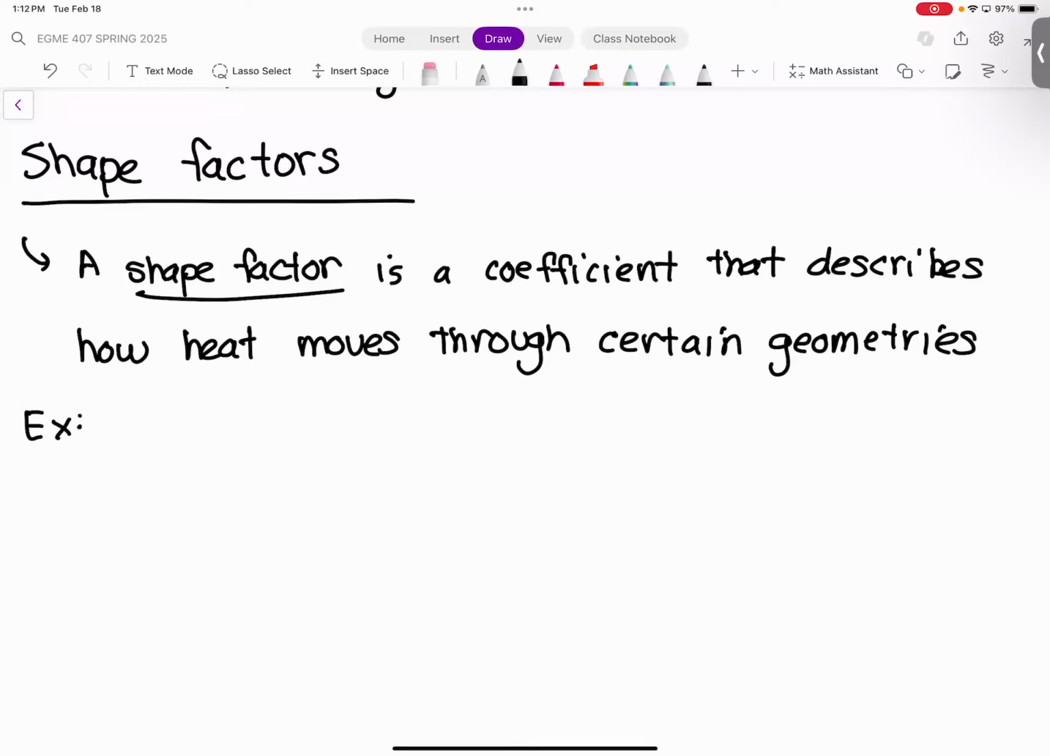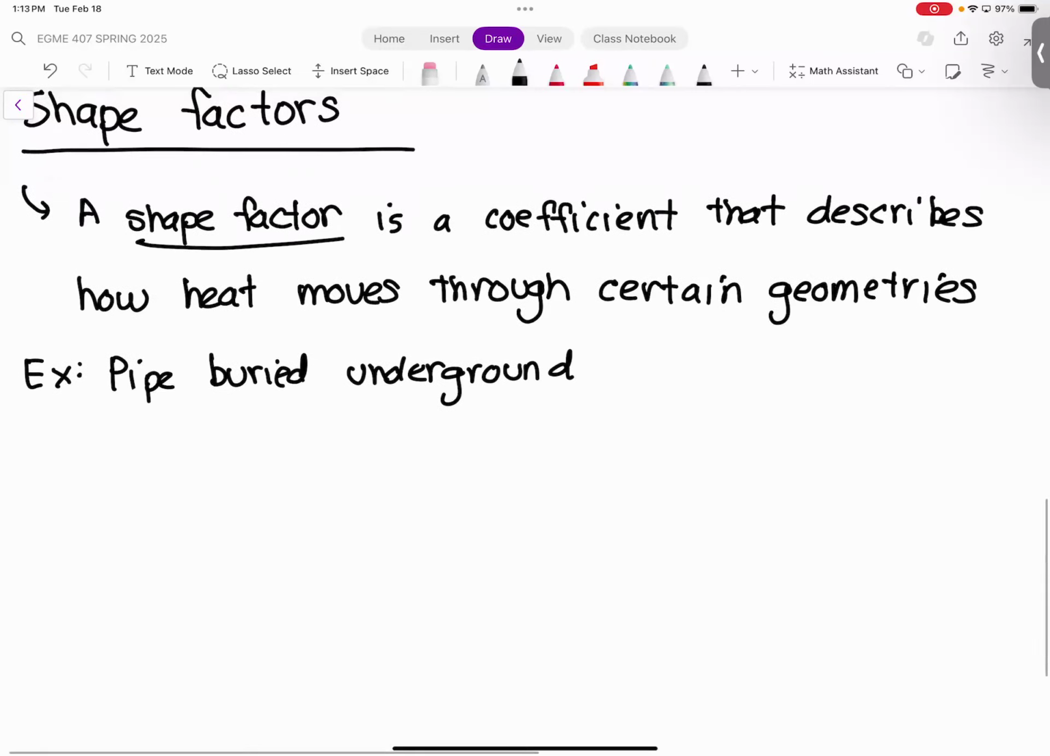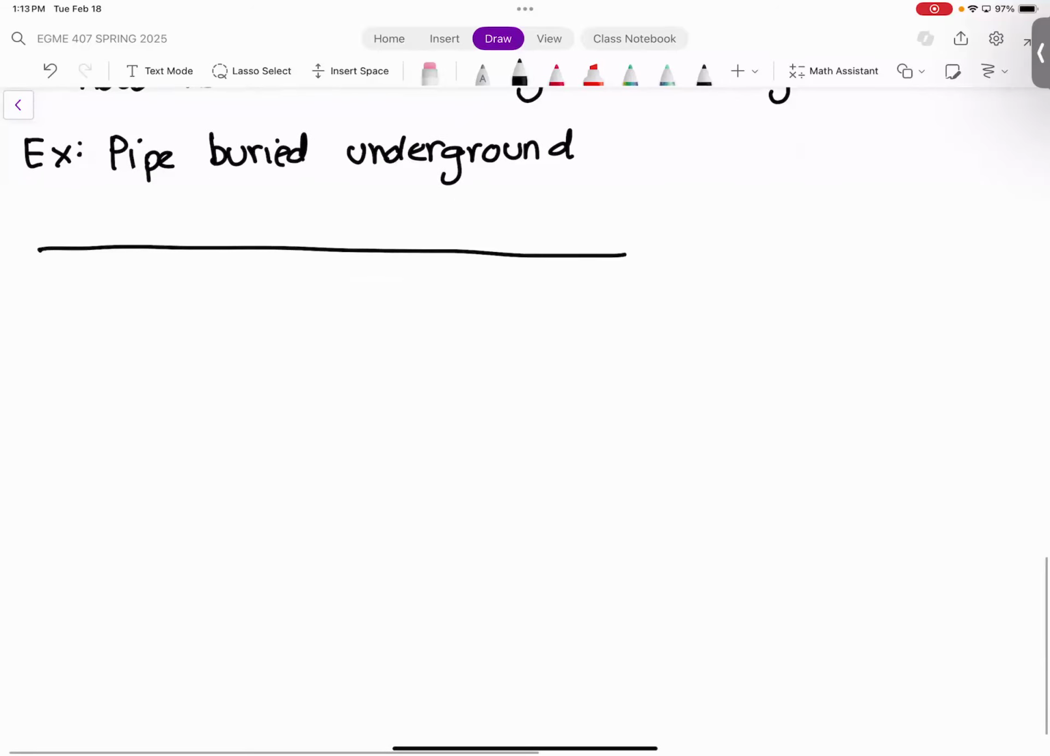So with this example, let's say that we have a pipe that's buried underneath the ground. And let's say that this is the topsoil. So we have a pipe right here. Out here, let's say we have dirt or earth or soil or something. Let's say that this pipe carries some kind of hot fluid, a hot water pipe that's buried under the ground. So what's going to happen?